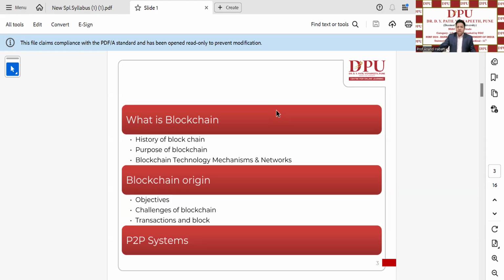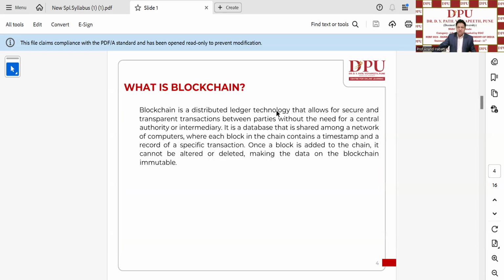So this is the agenda for this first unit, where we are going to understand what is blockchain. In that, we are going to understand the history of blockchain, purpose of blockchain, blockchain technology, what is the mechanism of blockchain technology, and what are the networks. And in blockchain origin, we are going to understand its objectives, the challenges of blockchain technology, and transactions and blocks. And last, we are going to understand the P2P system, how the P2P system works. So let's begin with the definition of blockchain. What do you mean by blockchain?